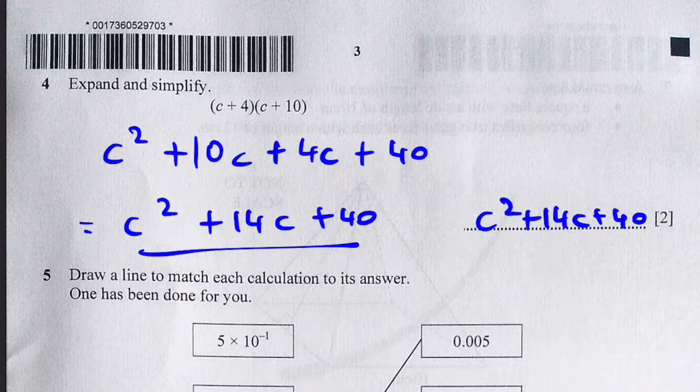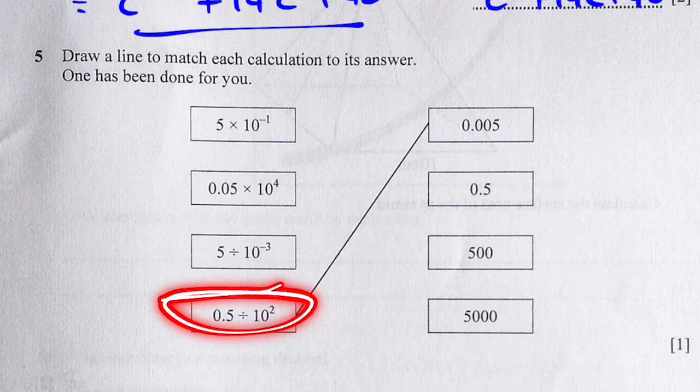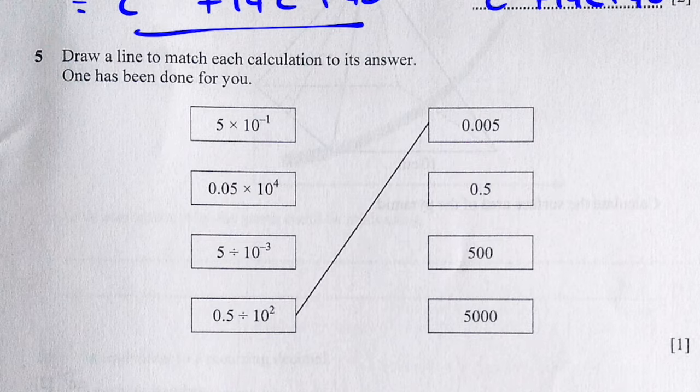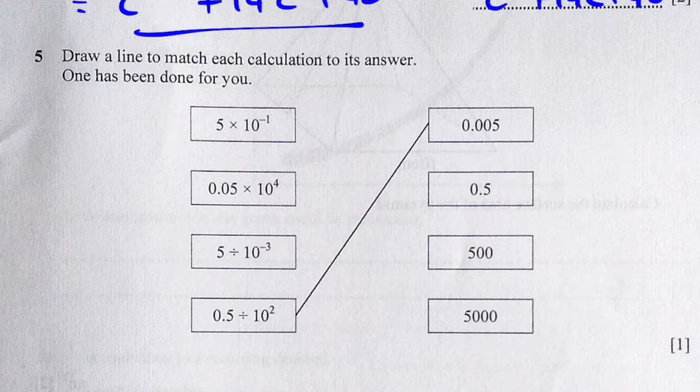Let's go to question 5. Draw a line to match each calculation to its answer. One has been done for you. 0.5 divided by 10 to the power of 2. It's already done for us. The answer is actually 0.005. 5 times 10 to the power of minus 1. The answer is 5 times 0.1, which is equal to 0.5, or half.